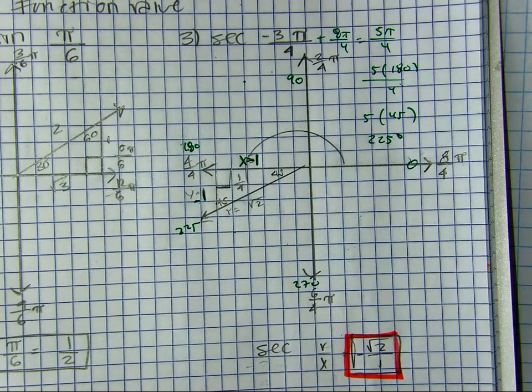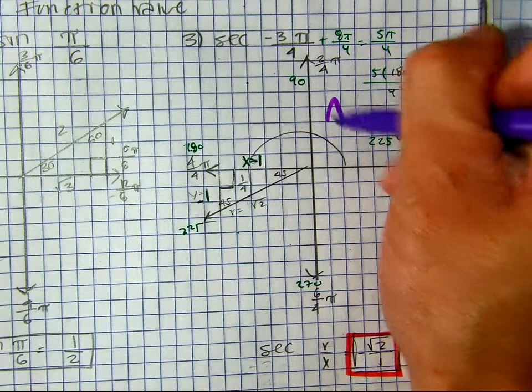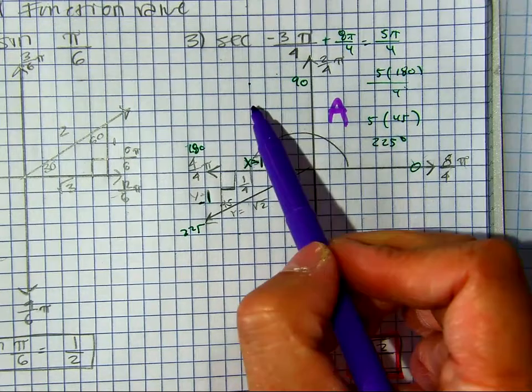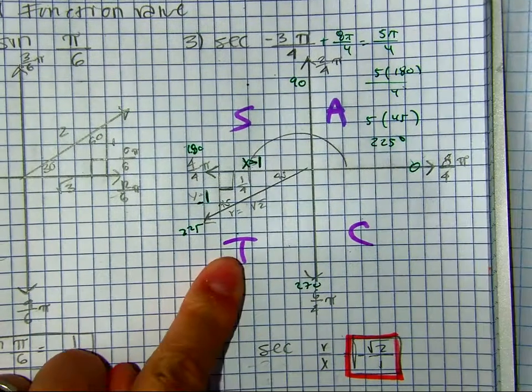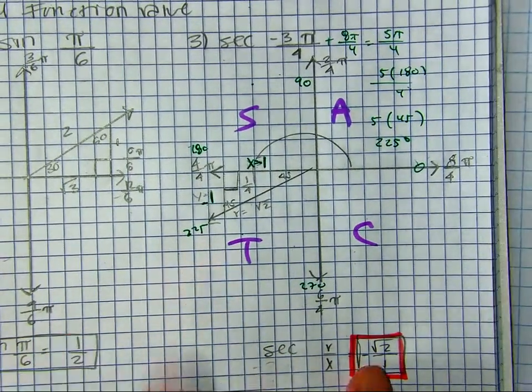And don't forget, where do all students go? All. Only tangent and cotangent are positive here. Everything else is negative.